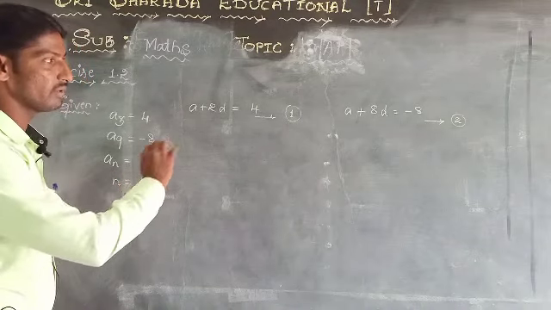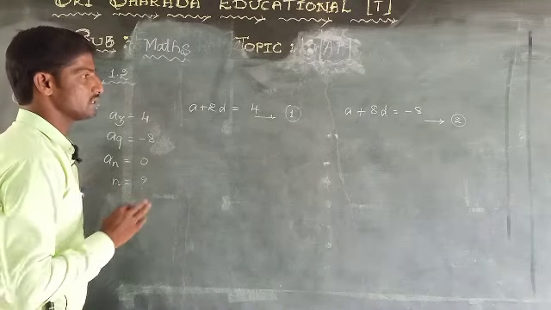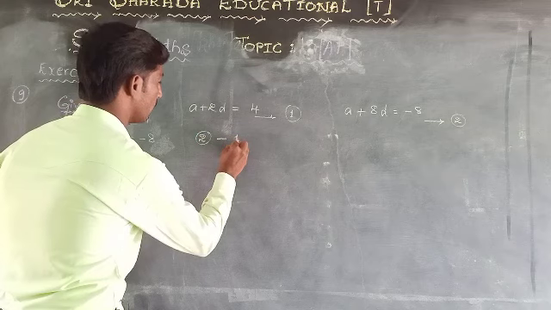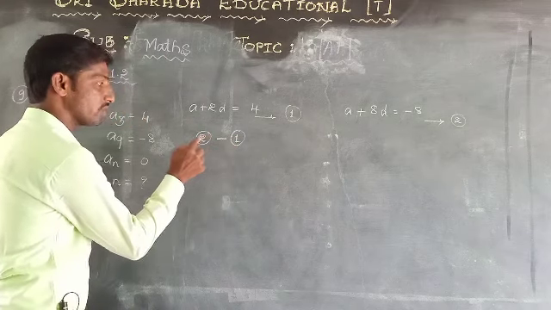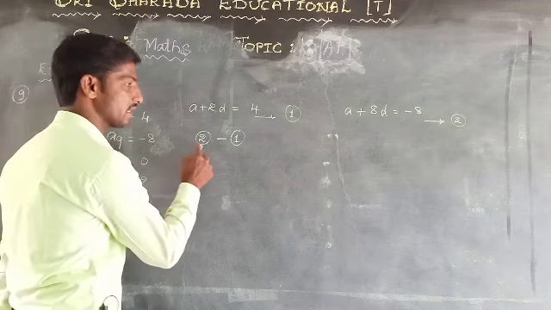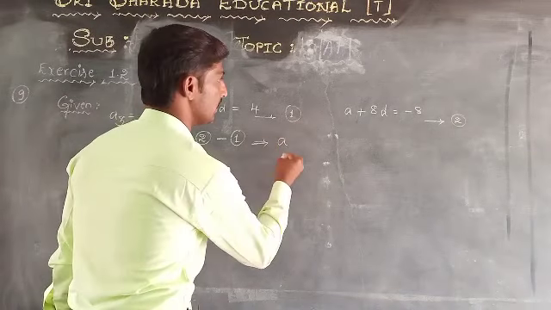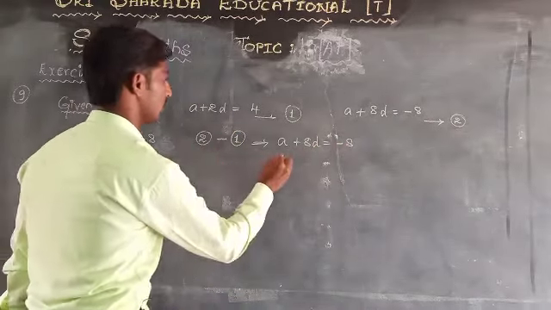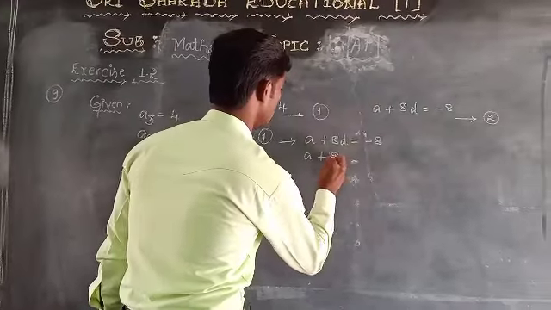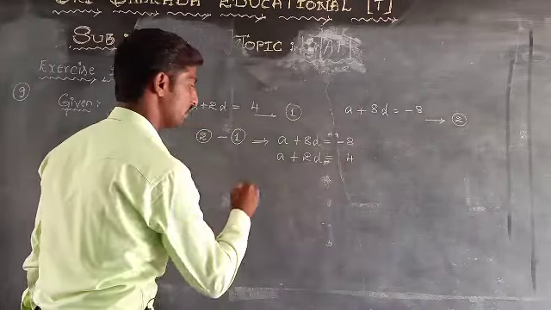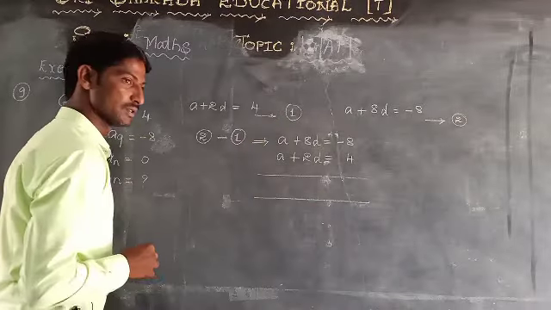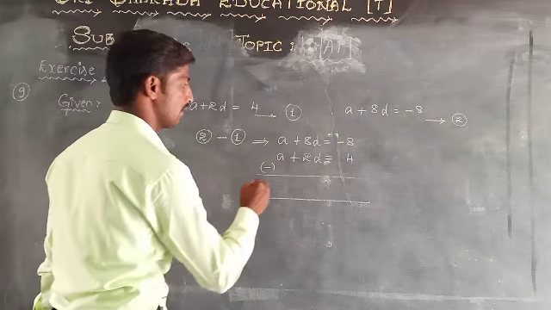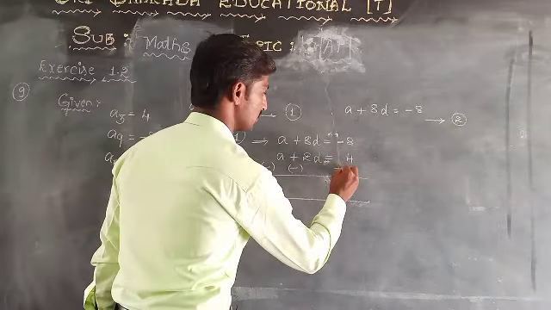Now let us simplify both these equations. By simplification, I will subtract equation number 1 from equation number 2. So I write the second equation first, that is a plus 8d is equal to minus 8. Downwards, a plus 2d is equal to 4. What are we doing? We are subtracting. Therefore we should change the signs for the second equation: plus a becomes minus a, plus 2d becomes minus 2d, plus 4 becomes minus 4.